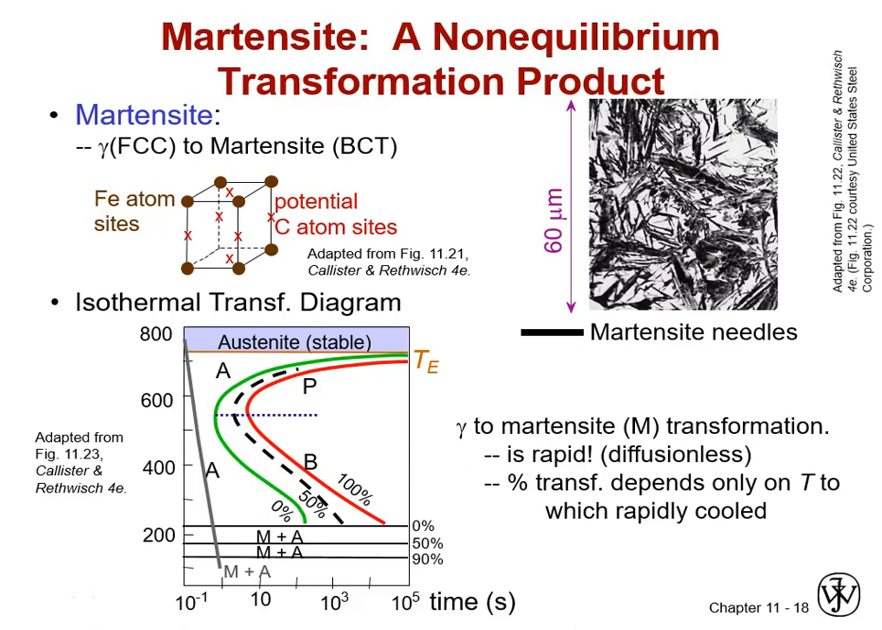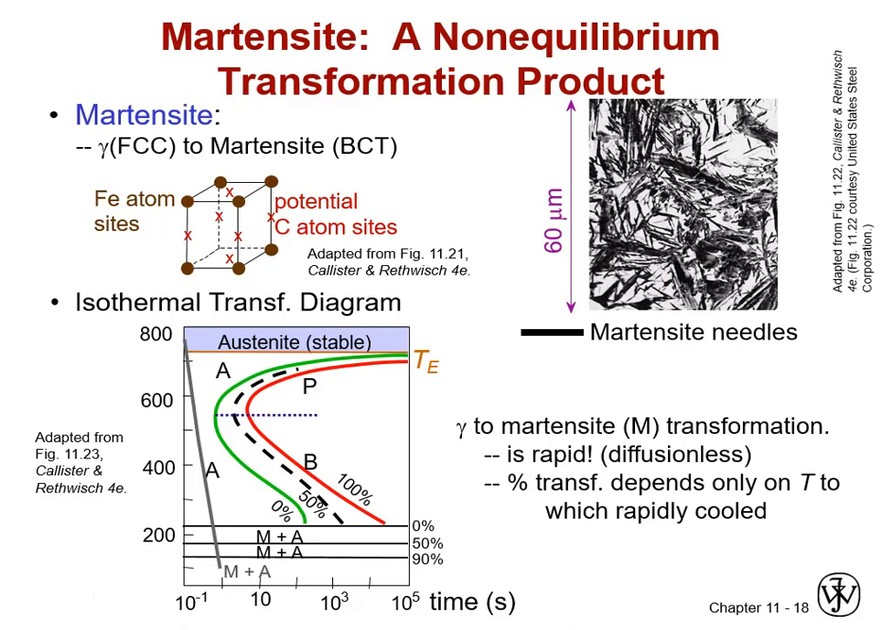The more carbon you start with, the more carbon there is to get in the way of transformation, the more carbon that must diffuse away for iron to go from its FCC to its BCC equilibrium position. So the more carbon that you have in your starting steel, the easier it is to form this metastable body-centered tetragonal martensite, and the harder and stronger that martensite will be when you form it.